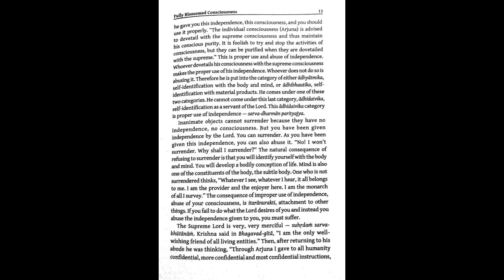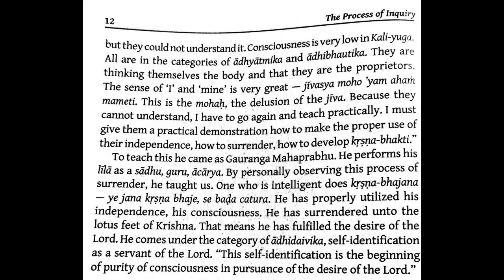Then, after returning to His abode, He was thinking, through Arjuna, I gave to all humanity confidential, more confidential, and most confidential instructions. But they could not understand it. Consciousness is very low in Kali Yuga. All are in the categories of Adhyatmika and Adibhautika. They are thinking themselves to be the body, and that they are the proprietors. The sense of I and mine is very great. Jivasya moho yam aham mameti. This is the moha, the delusion of the jiva.